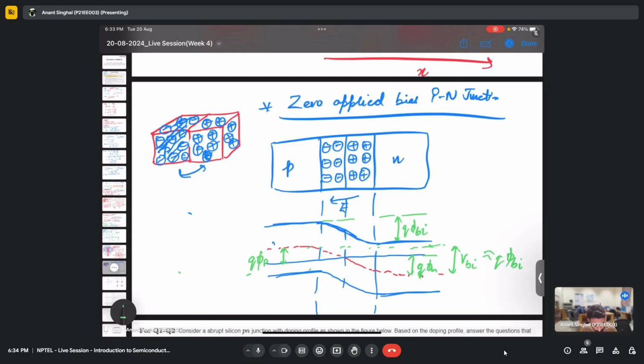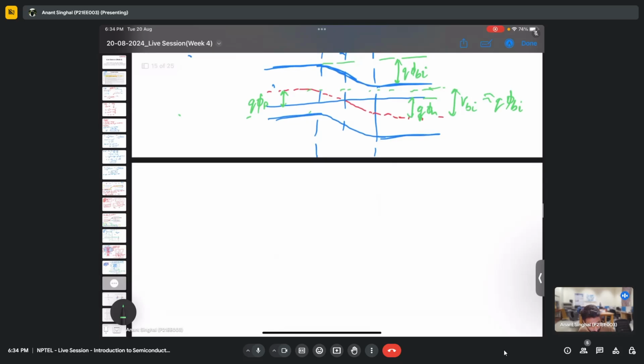And this will also be the built-in voltage because the difference is the same. So I hope the band diagram is clear. I have already made it clear in the previous slides also. So now what I've talked about is this built-in voltage, and I'll be talking about the calculation of this built-in voltage VBI.